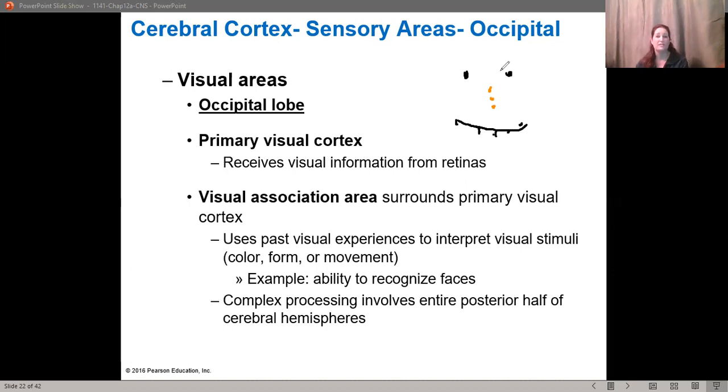So we have two for the occipital lobe. Primary visual cortex is going to receive information from the photoreceptors via the optic tracts. And then the visual association area is going to take that primary visual information and translate it into an image.